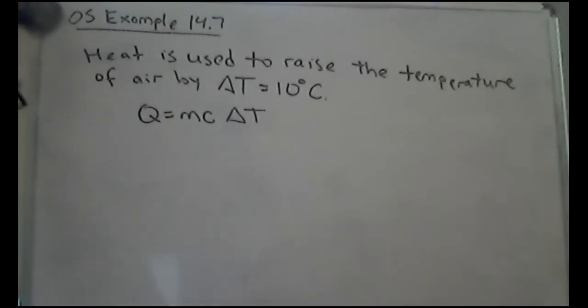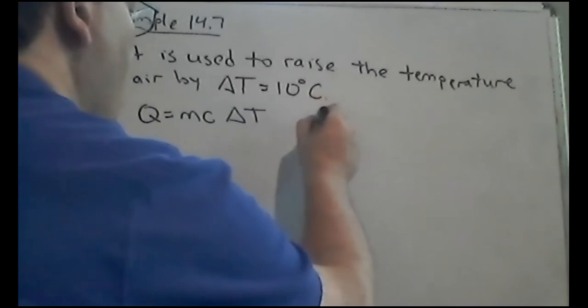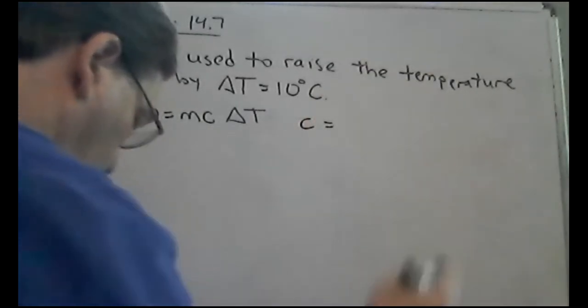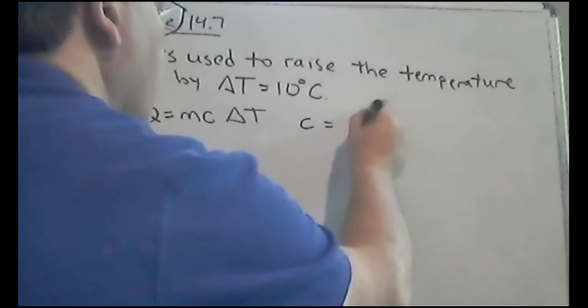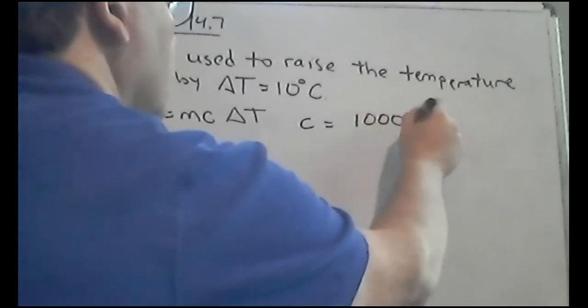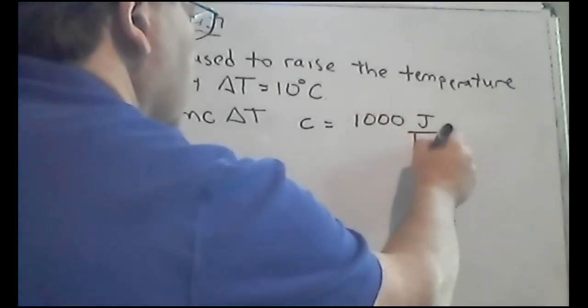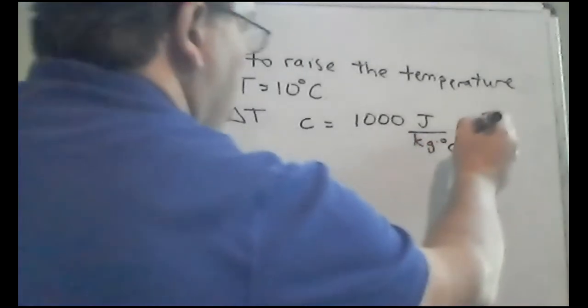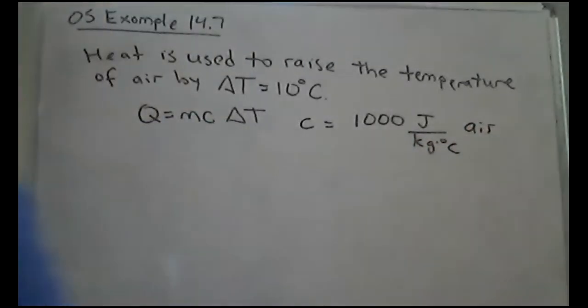So what we have to figure out is the mass of the air. And then I can look up the heat transfer coefficient of air. In fact, I can look up the heat transfer coefficient right now. For air, C is simply going to be 1,000 joules per kilogram degree Celsius. That's for air. All right, so I have the C, I have the delta T. What I don't have is the M. So I have to figure out the mass of the air.